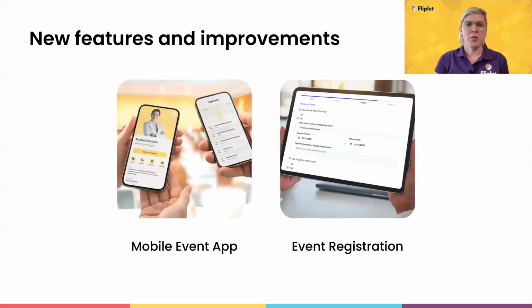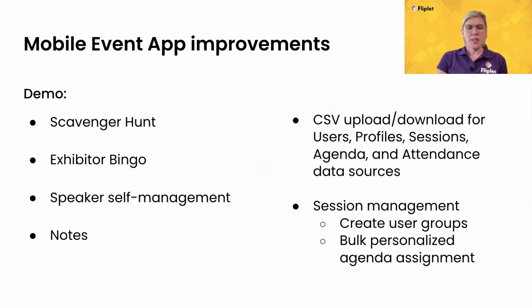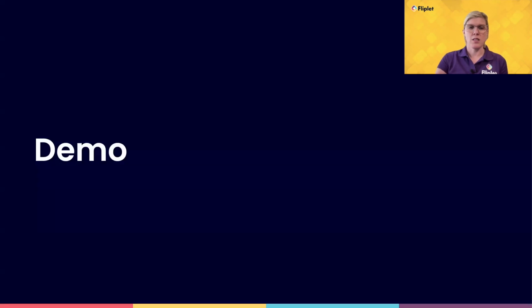So let's talk about what the new features are and the improvements that we're focusing on today. We're looking at the updates to our popular mobile event app and a major upgrade to event registration. In the demo today, I'm going to show the mobile event app improvements for scavenger hunt, exhibitor bingo, speaker self-management, notes, CSV upload and download, and something that isn't going to be shown but we are adding soon is greater control over managing sessions, creating user groups, and bulk personalized agenda assignment. So let's get started into the demo.